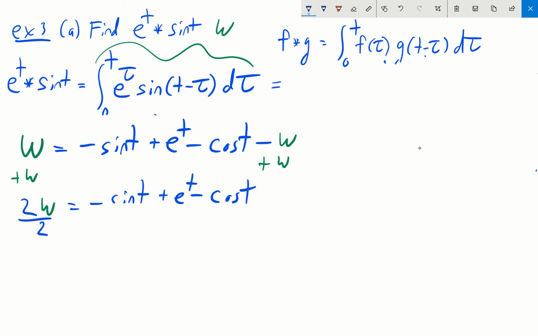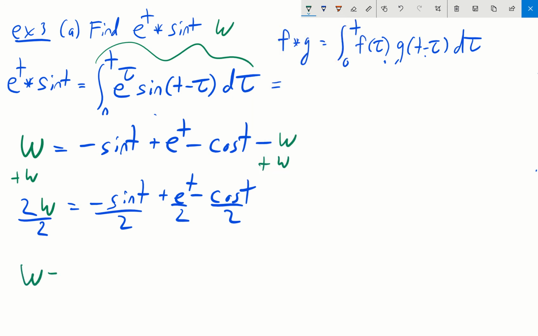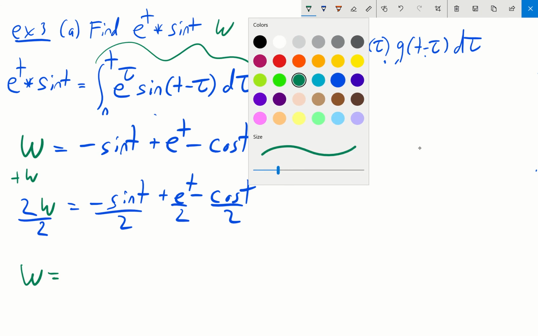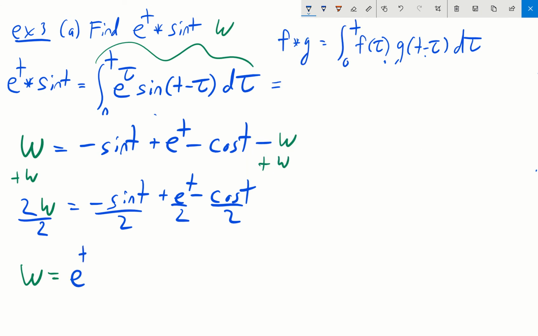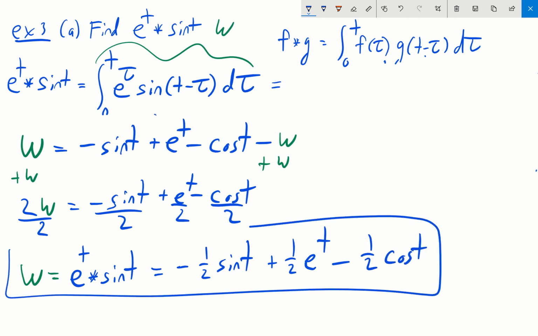So let's go ahead and divide everything by 2. And so what we have is that w, which is equal to, this was our convolution, e to the t convoluted with sine t, is equal to negative 1/2 sine t plus 1/2 e to the t minus 1/2 cosine of t. So we now have found the convolution of e to the t with sine t.